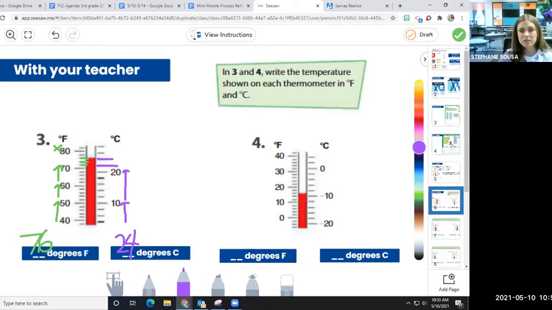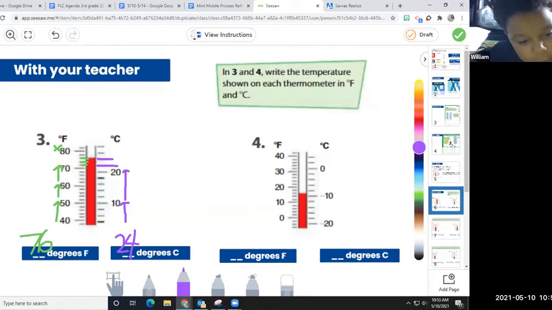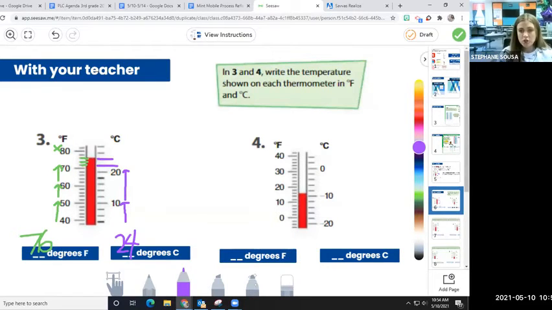What questions can I answer about reading these thermometers? Yes, William. Do we have to use the drawing strategy? If it makes sense in your brain, no, but I am going to continue to show it here. Okay.